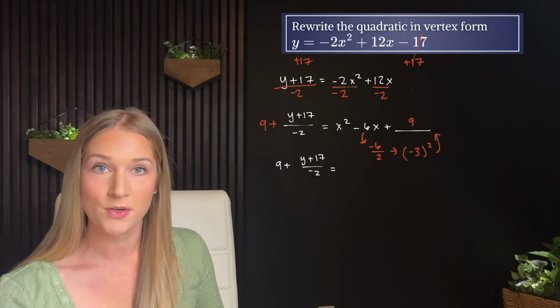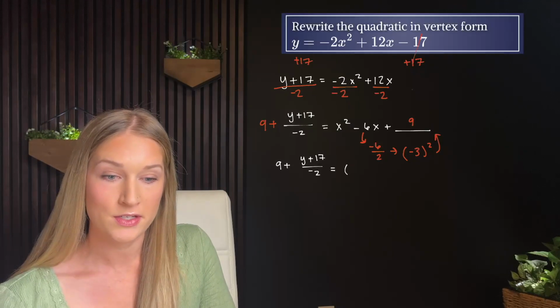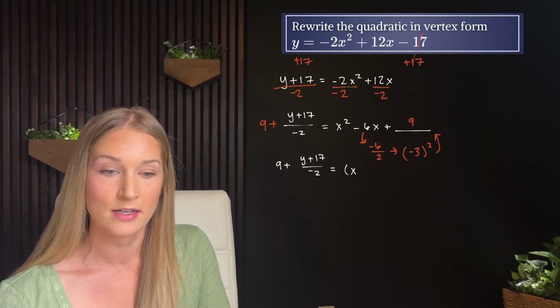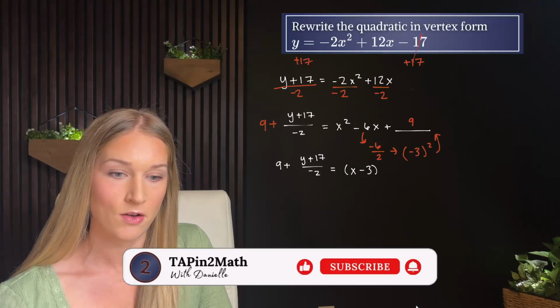On the right, I'll just go ahead and factor now. I know that it's going to be x with that number that we saved for later, this negative 3. So x minus 3 all squared.